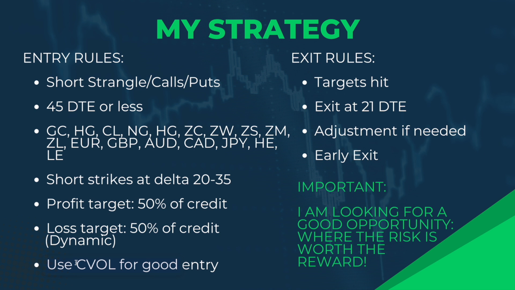And as always, I'm going to use CVOL, the commodity volatility index, for a good entry, as you saw with my other three positions. Well, I guess two positions that had really good CVOL, and then the first ZW wasn't as good. Now I will exit if my targets are hit. I can exit at 21 days to expiration, just to not get hit with gamma. I can adjust if needed, which should again never happen. I don't ever see a reason to adjust the position. And obviously I can exit early, which I did with the ZW trade this month, because we want to be safe rather than sorry with the market. We don't chase profits. I do want to profit, but I'm really focused on managing my risk.